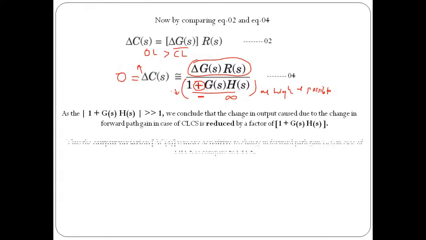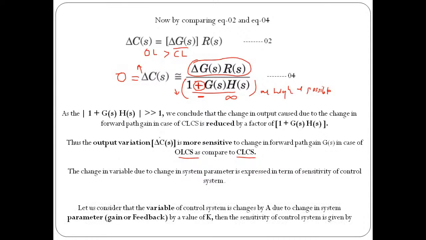So the same thing is mentioned over here. The output variation is more sensitive in forward path in case of open loop control system as compared to closed loop control system. So whatever I have explained just now, the same thing is written over here. And then we will define what exactly sensitivity is. As I told you, sensitivity is nothing but a factor through which we are trying to identify how the output is going to vary if we change some parameter of the system.